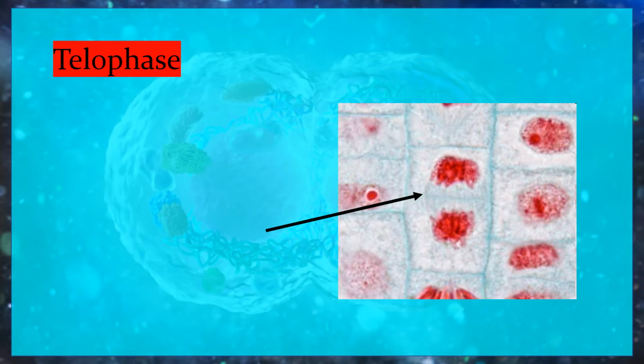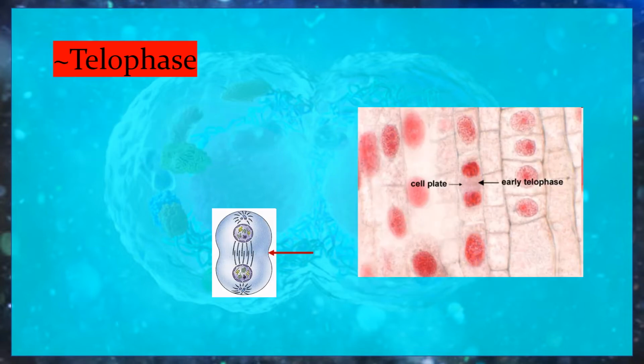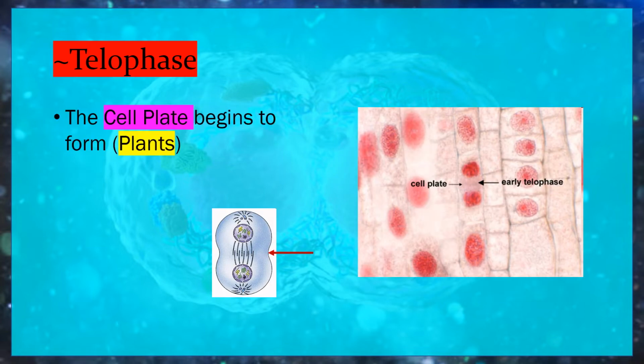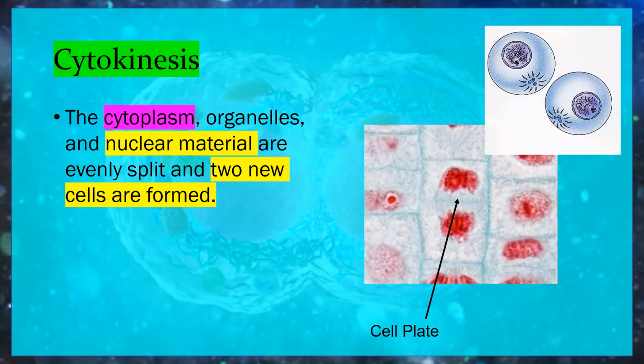Telophase. The nuclear membrane and the nucleoli, or the nucleus, start to reform. We then have a cell plate that begins to form in plants. And then we have what's called a cleavage furrow that is starting to form in animals. Cytokinesis: the cytoplasm, organelles, and nuclear material are evenly split, and then two new daughter cells are formed.